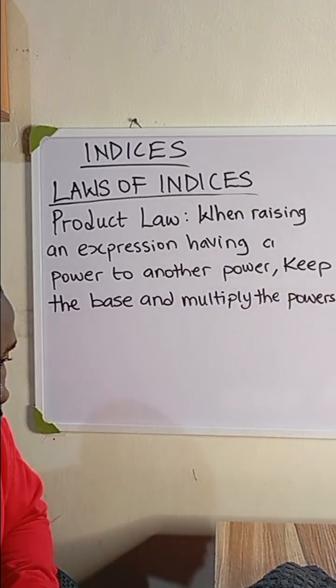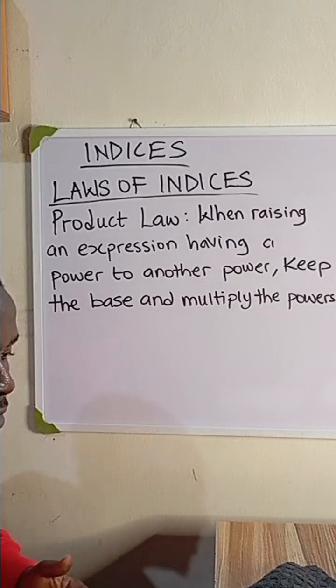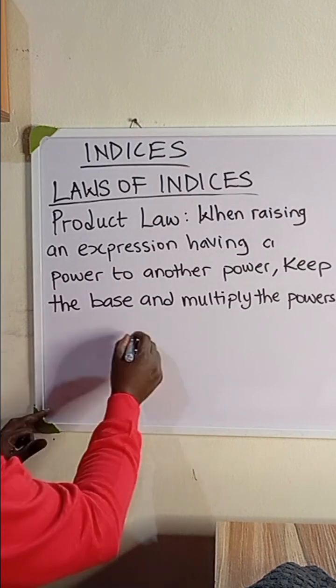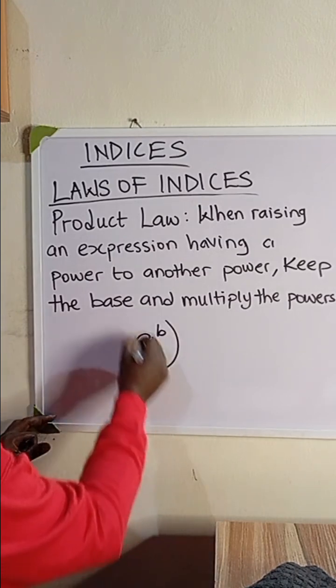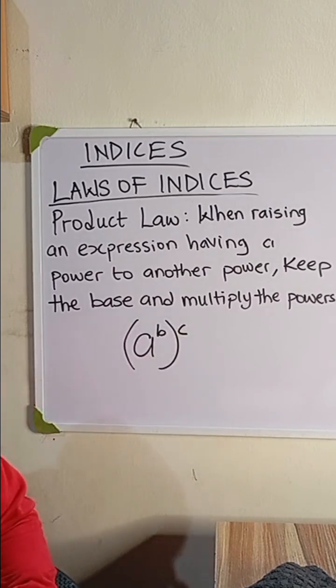So when raising an exponent, having a power to another power, keep the base and multiply the powers. For example, if you have a to the power of b, all to the power of c.